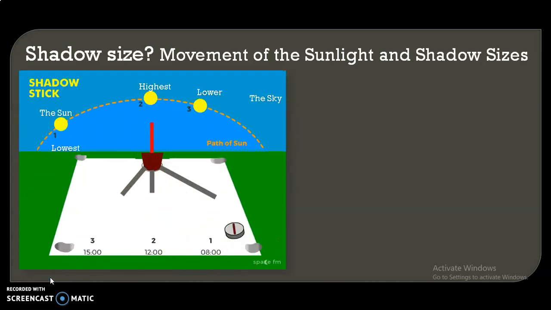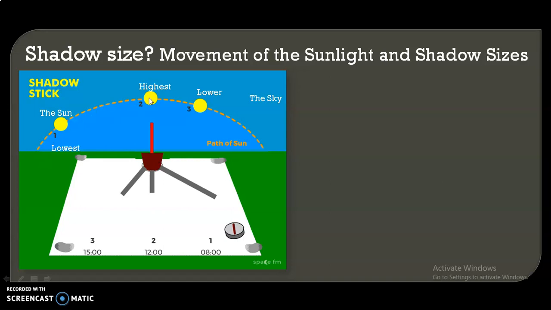What is shadow size and how does the movement of sunlight form shadows? Let us look at this picture. In the morning, the sun is at the lowest level. This is number 1 here. Now the sunlight is falling on this shadow stick. This object shown in the image is called a shadow stick. When the sun is at the lowest, we find the shadow of the shadow stick is the longest.